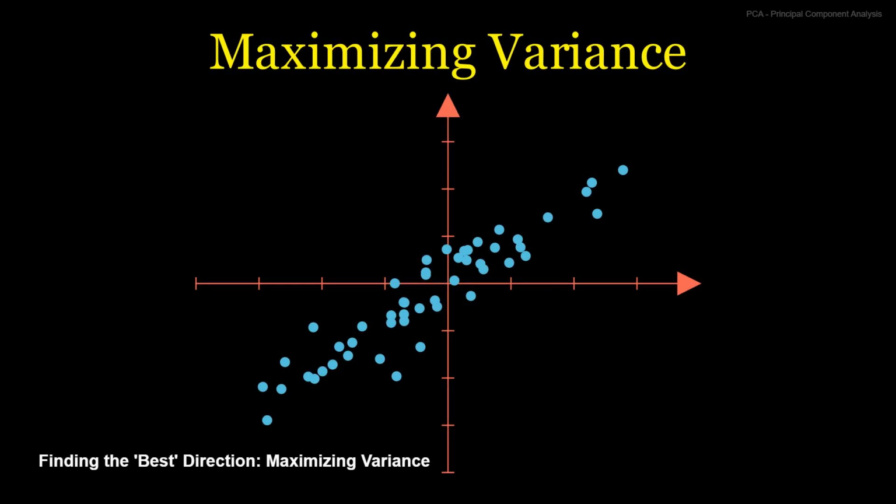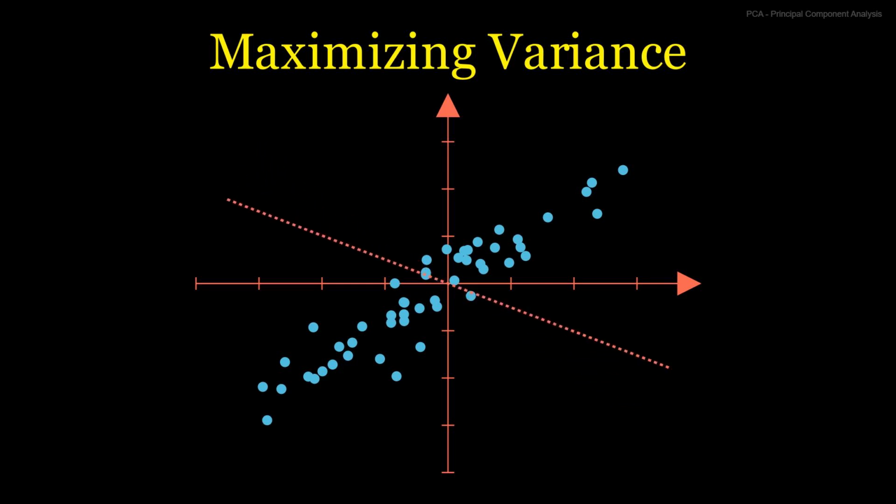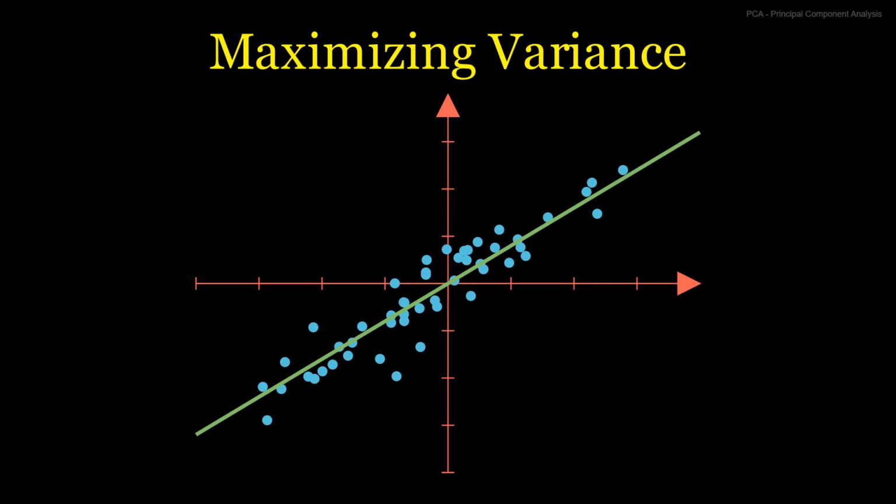But how do we choose the best lower dimensional representation? PCA's core idea is to find the direction along which the data varies the most. This direction captures the greatest amount of information, or spread, within your dataset. By preserving maximum variance, we minimize the information lost during reduction.